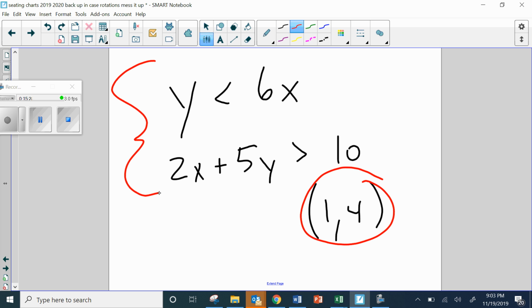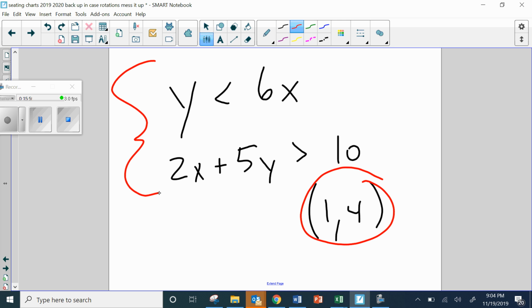I could graph both of these lines and shade them. If I shade and graph everything correctly, I would plot the point (1, 4) and see if it's in the shaded region, the region that's shaded twice, where they overlap. If it is, then it's a solution. That's a lot of work to do for just one point. If you had 6 or 7 points, it might be worth it. It all depends on how fast you graph and if you're comfortable with graphing.